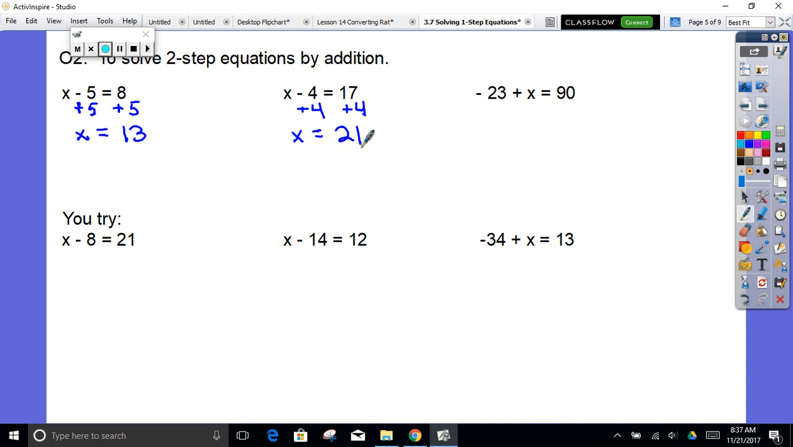This one's a little bit different because we have addition in between the numbers. But what do you need to do, Jimmy, to get rid of that negative 23? You have to add. Yeah, we don't have to switch it up here, but what we do have to do is add 23 to both sides, because negative 23 plus 23 will get rid of the 23. So x will equal what, Jimmy? Good.